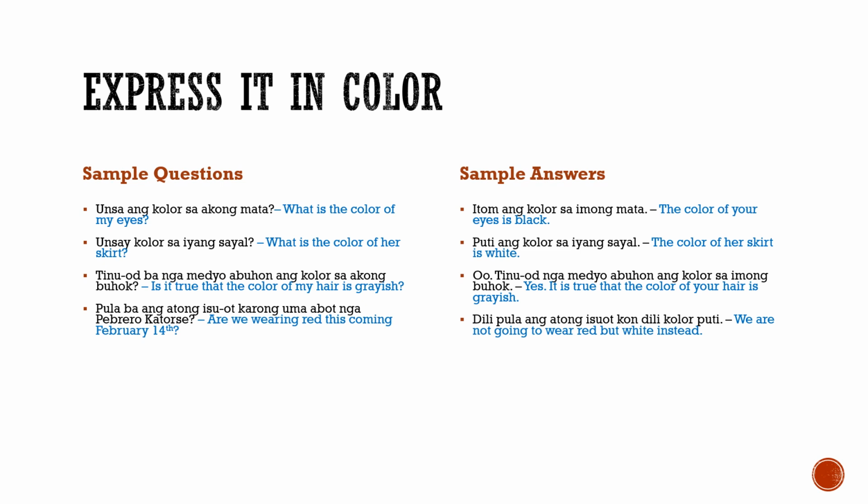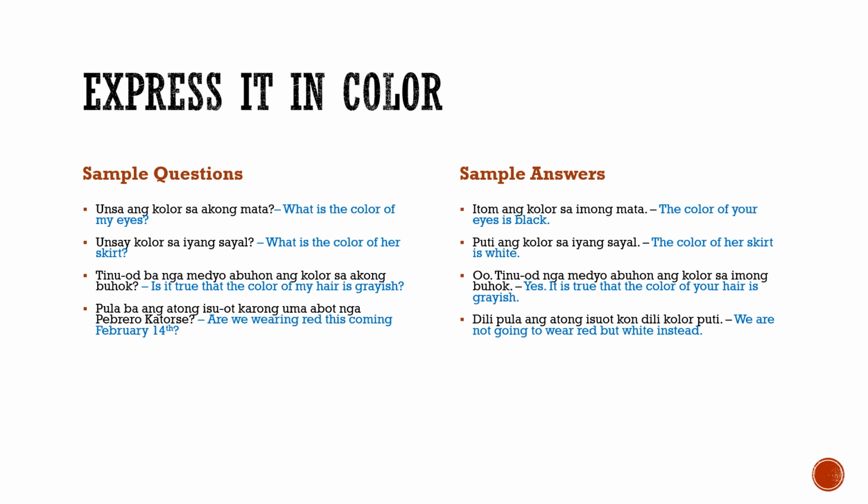Now the answer, dili pula. Now dili here is negation. So it means not. So when I say pula, oo pula, that means yes, red. If I say dili pula, it's not red. So the answer is dili pula, ang atong isuot. Ato is we, us, our. So isuot again, suot to wear. So what we are going to wear. So we are not going to wear red. Dili pula ang atong isuot.